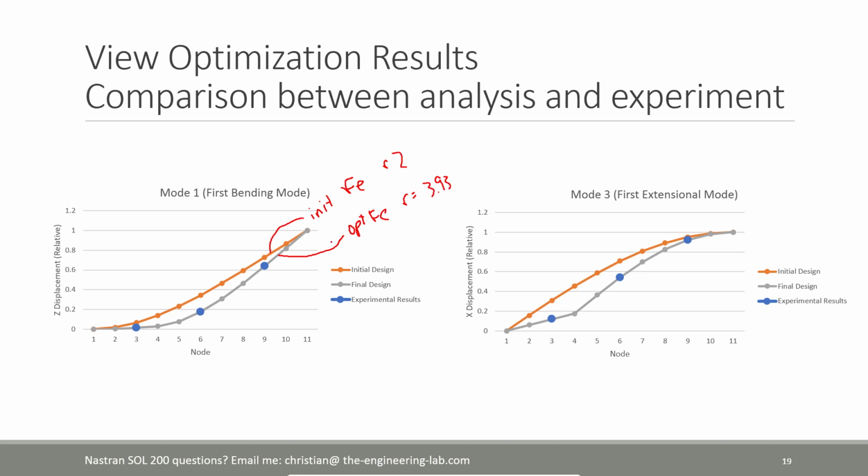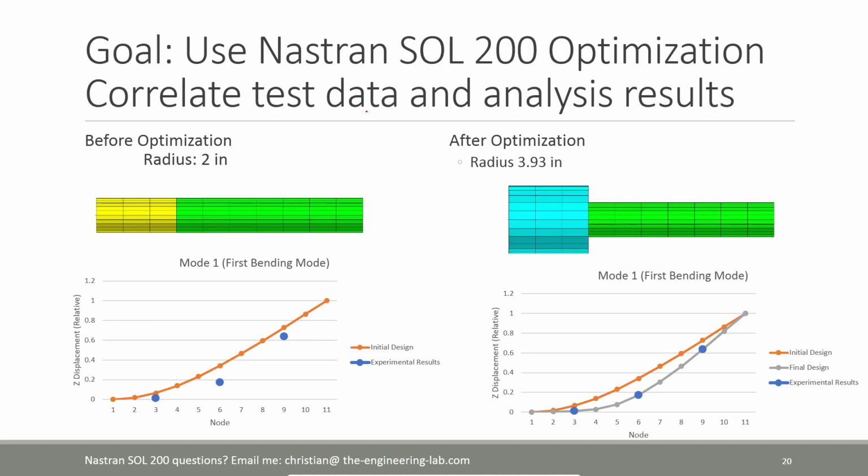And our original objective was to have a finite element solution that correlated to experimental results. So you can see that the gray FE solution is now overlapping the experimental results, and this is for mode 1. Now, if we look at the same thing for mode 3, we see the same thing. In gray is our new FE solution that is overlapping the experimental results. So we've been able to achieve correlation between experiment and the FE solution.